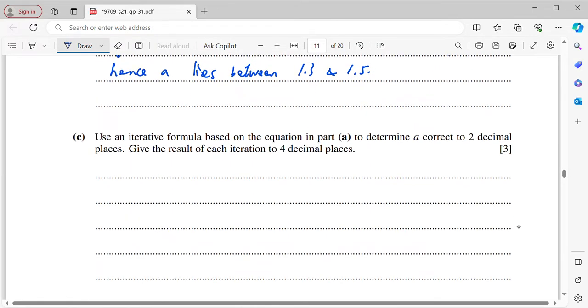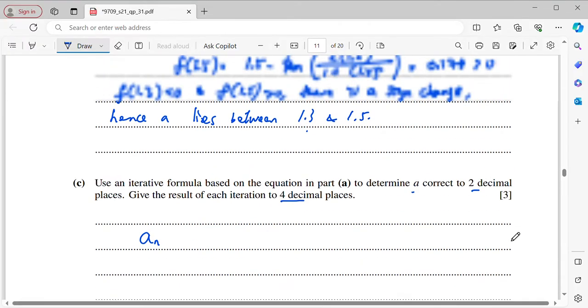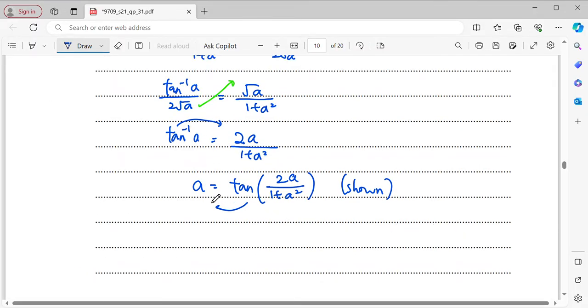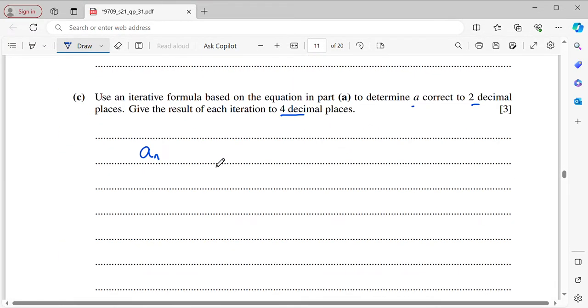Now C, use an iterative formula based on the equation in part A to determine A correct to 2 decimal places. Give the results of each iteration to 4 decimal places. So now, since your A is between 1.3 and 1.5, I will take the middle value, which is 1.4. Okay, and at the same time, we look at the formula in part A. According to the iterative formula, for the left hand side, you have to add on the subscript of n plus 1 to the A, and for the A on the right hand side, you have to add on the subscript of n. Okay, therefore, I will be getting this formula.